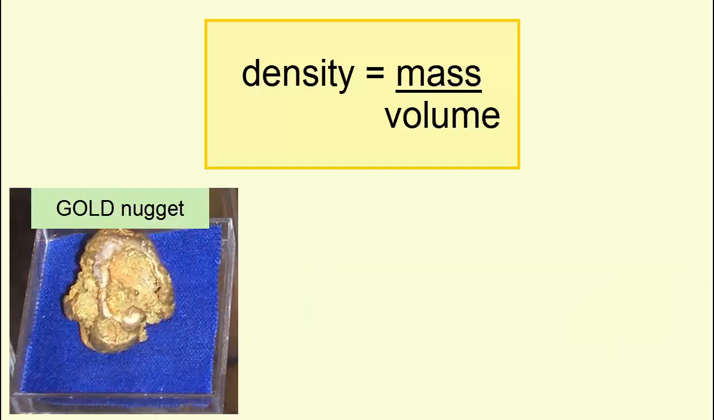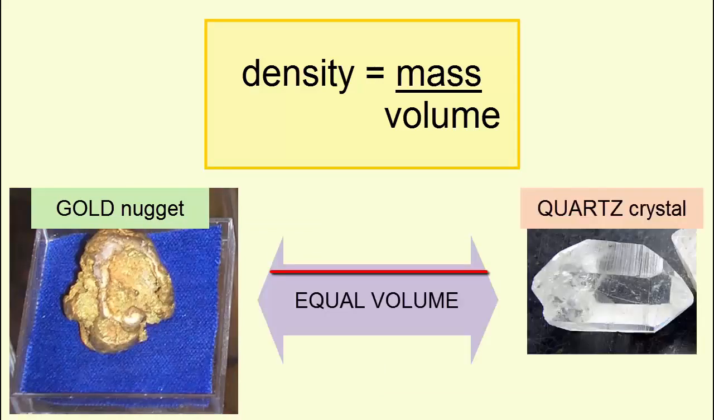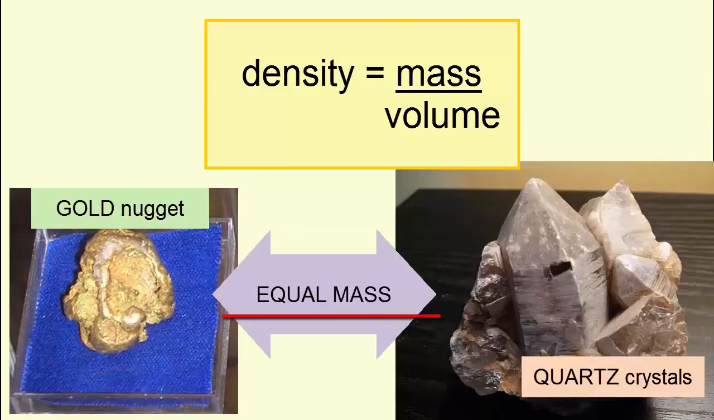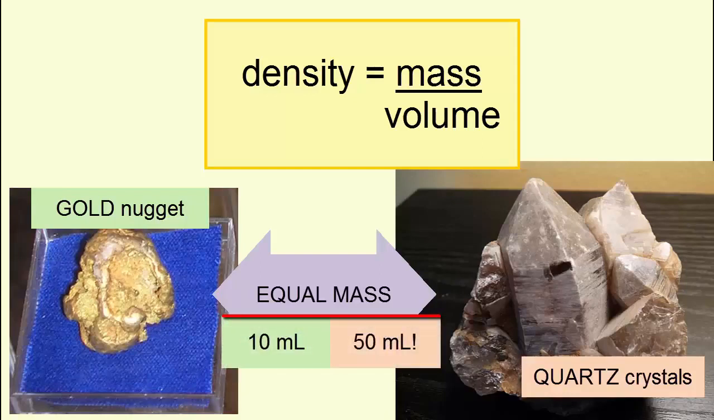For example, here's a gold nugget that is the same volume as this quartz crystal. Which is densest? Because the gold nugget is almost 5 times more massive for the same volume, it's denser. Now let's compare this gold nugget with an equal mass of quartz. The quartz would have to be 5 times greater in volume to have the same mass as the gold.